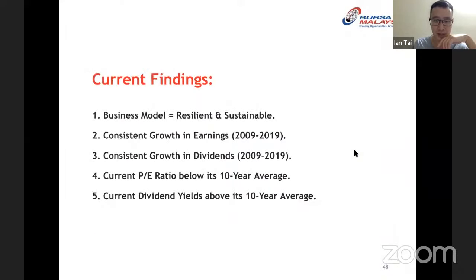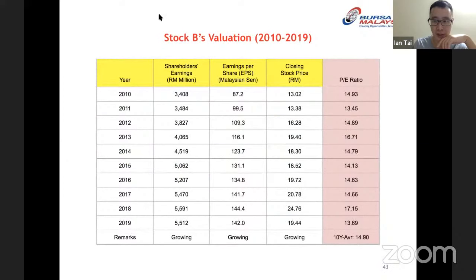Let's say if we go back here. So like this, we see that the earnings of the business of stock B has grown. Therefore, the closing stock price of stock B has also grown, but the PE ratio didn't really grow that much. So in that sense, I would say that this kind of capital appreciation is justified by the business growth. That's the first one. But then there's a second one, which is the illogical one. It's like, don't know why the stock price just goes up. Everyone is just crazy.